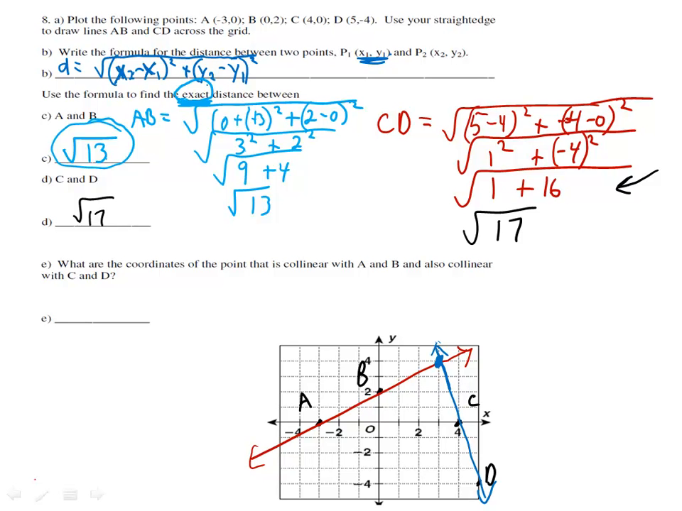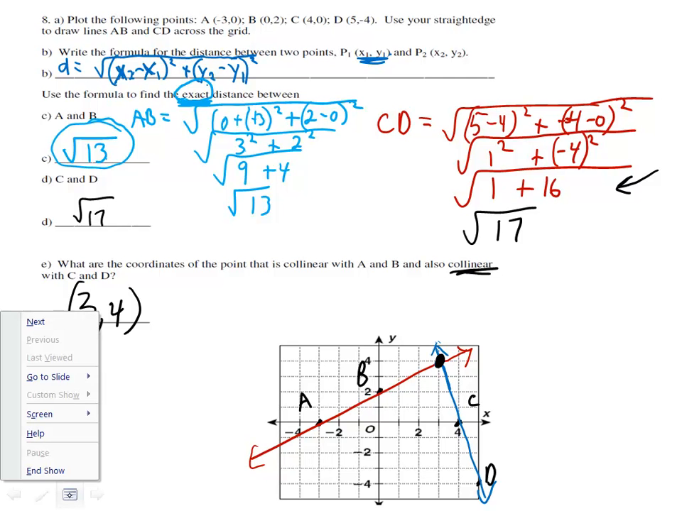So what are the coordinates of the point that is collinear with A and B and also collinear with C and D? Remember what collinear means? It means it's on the same line. And that point is right here. It is 3, 4. Alright, that is the Chapter 4 practice test. Good luck. Look at these as much as you need to over the weekend.